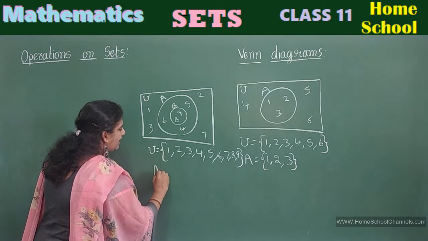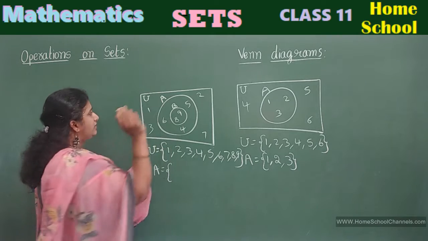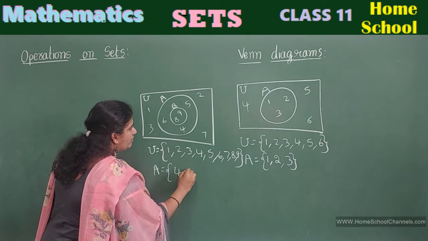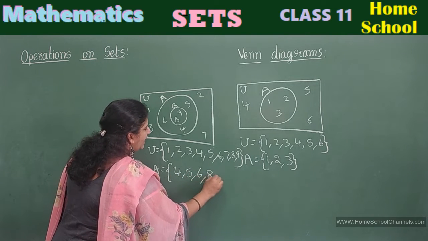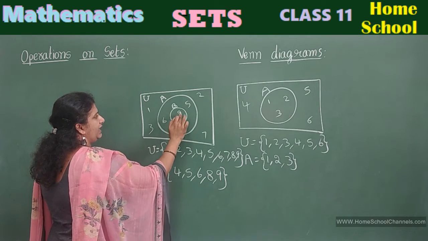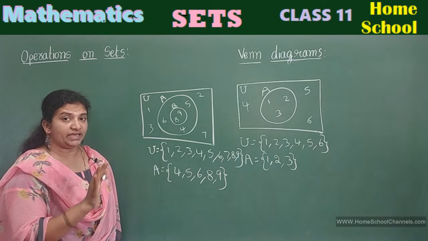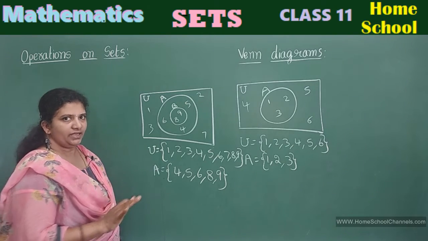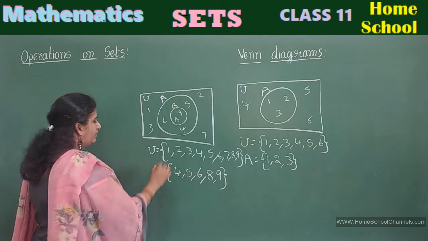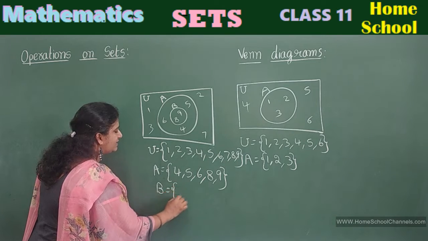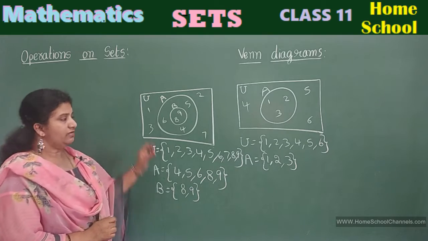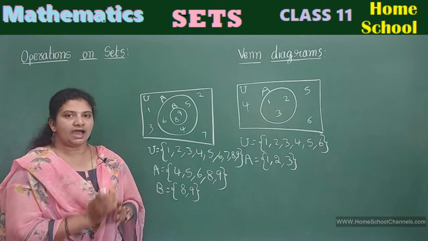Next, identify the elements of A. In the A circle, what can you see here? 4, 5, 6, 8, 9. B, don't write B. B is another set. B is a set, not an element here. Now, what are all the elements in set B? Only 8, 9.